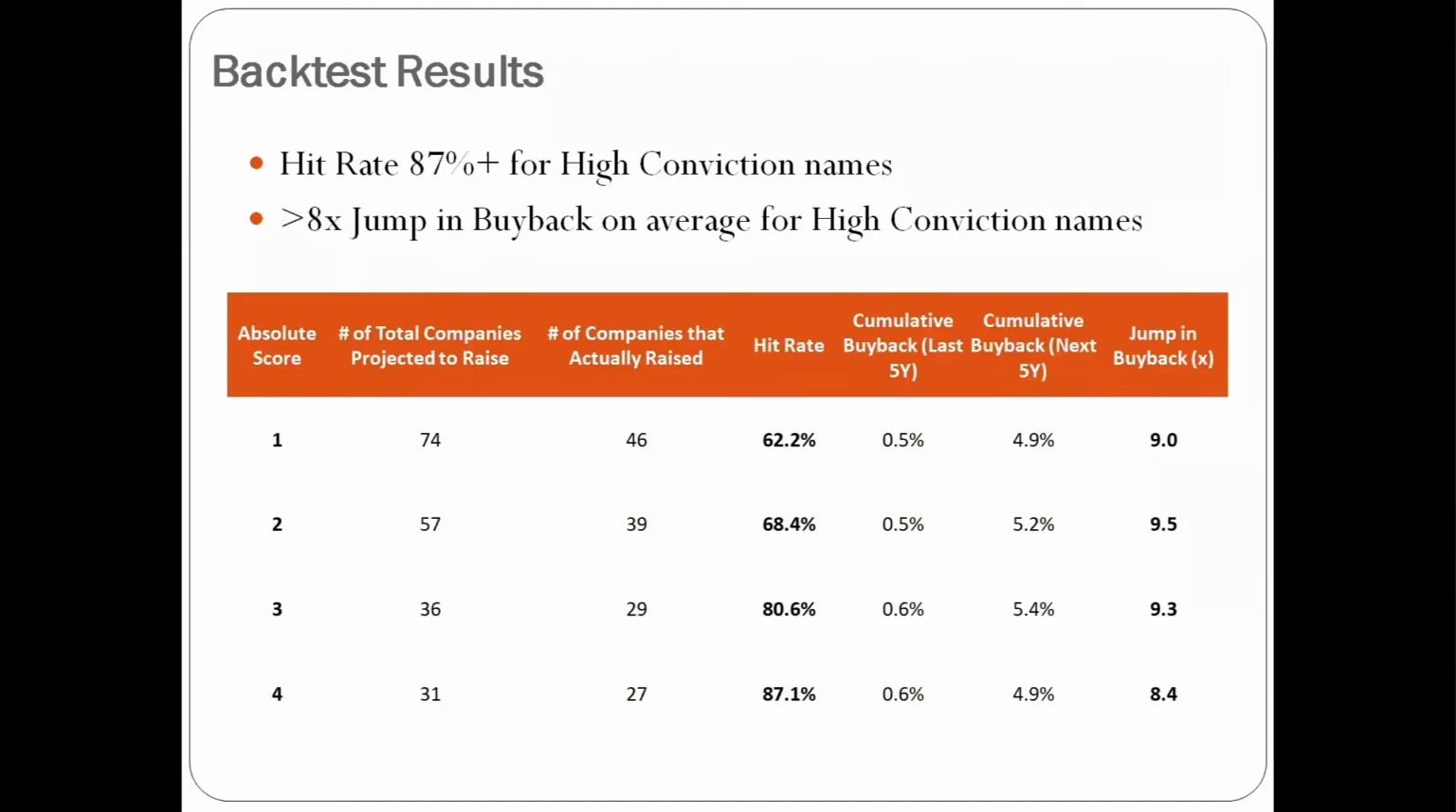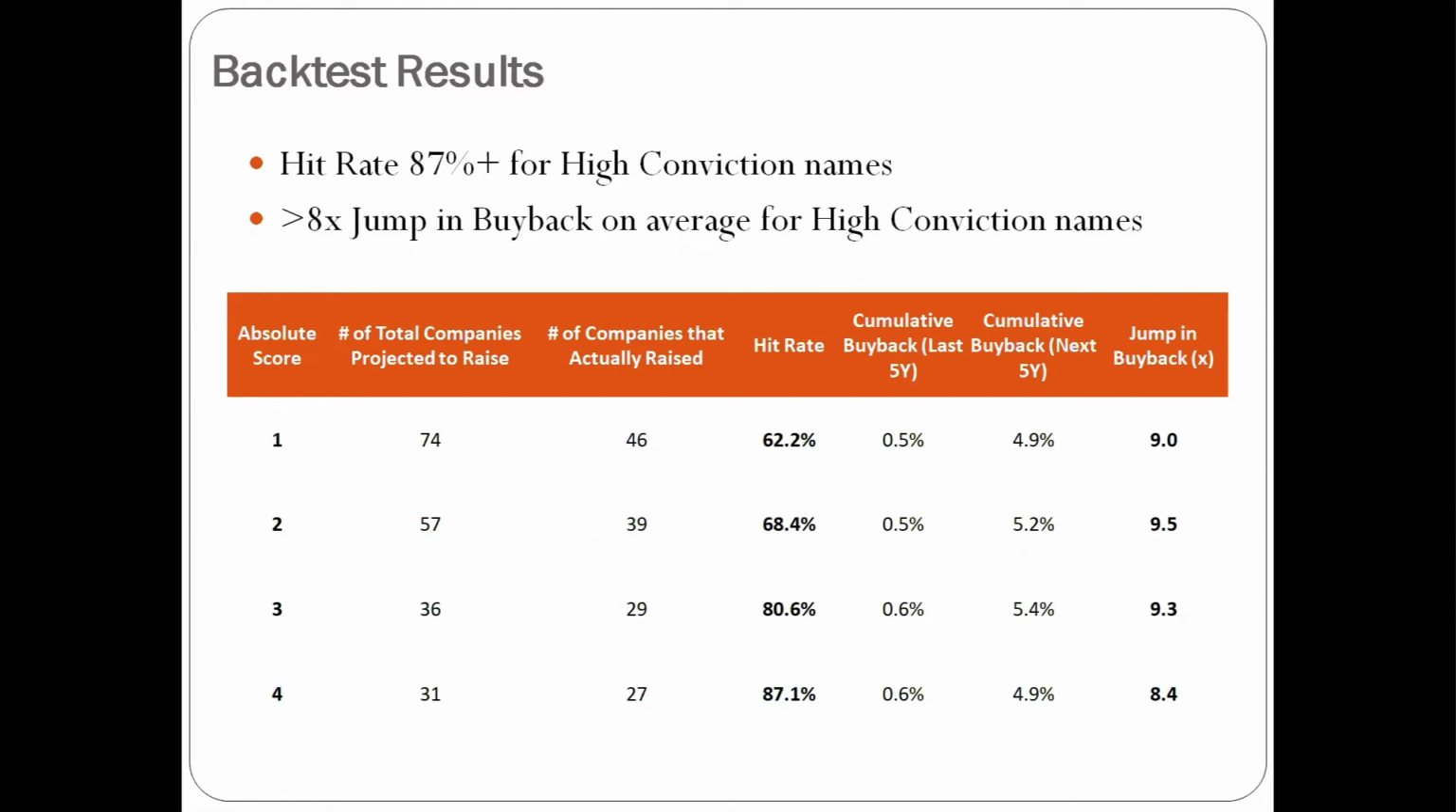As can be seen, for our high conviction companies, for the absolute score of 4, we have an 87% plus hit rate. In our backtest results, we projected about 31 companies to raise their dividend buybacks, and 27 of them actually raised. So that gave us an 87 plus percent hit rate. And even for an absolute score of 3, we get an 80% plus hit rate. So that leads us to the high conviction classification for this. And even for a lower absolute score like 1, we get a 60 plus hit rate, which is reasonable.